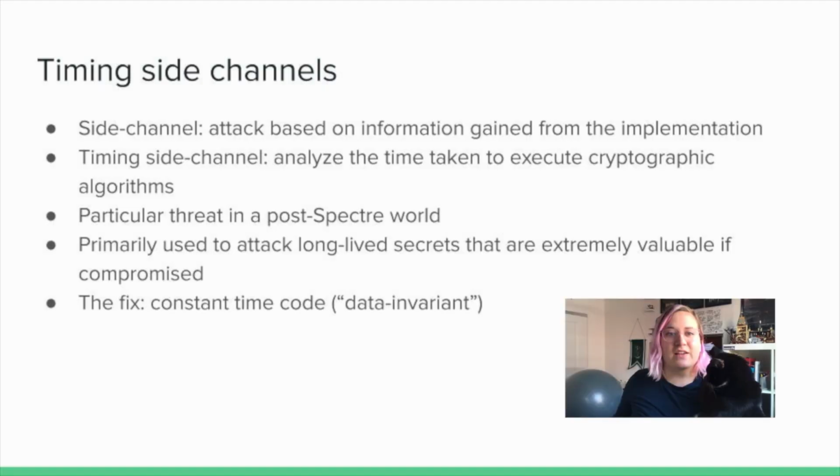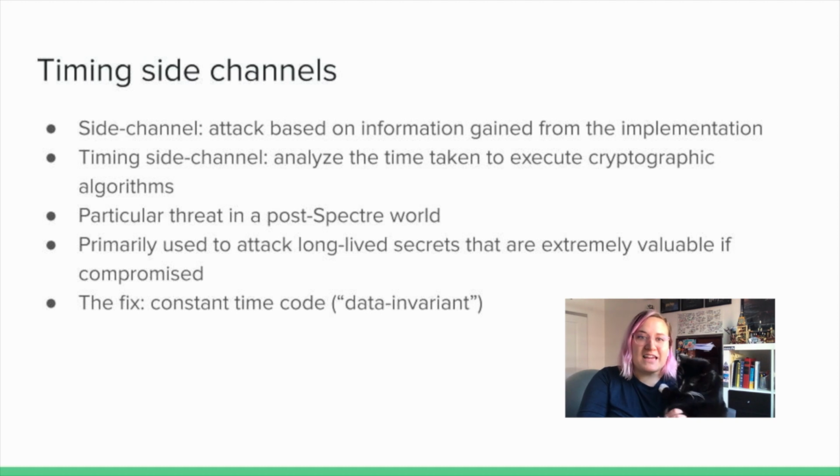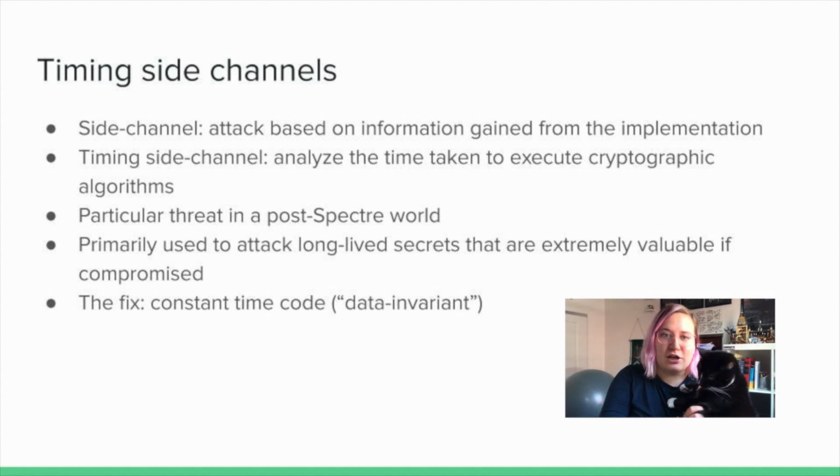So first, a side channel is any attack based on information gained from the implementation of a crypto system, not a weakness in the system itself. In this case, we're concerned about timing side channels, which occur when attackers analyze the time taken to execute a cryptographic system algorithm. This can be seen as an implicit output. For example, imagine that it takes less time to execute part of the code when a bit is 0 than it does when a bit is 1. That difference is measurable and can lead to key recovery attacks.